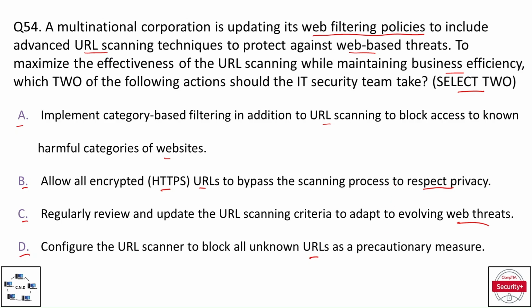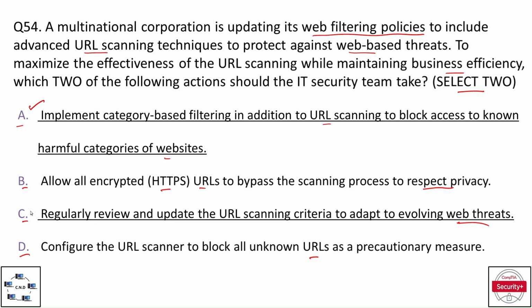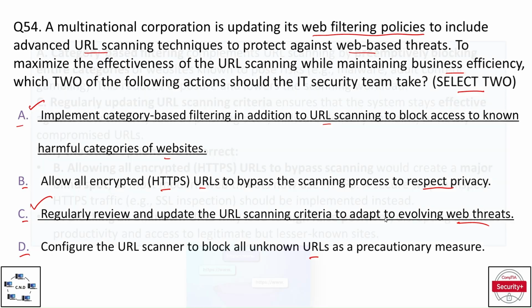And the correct options are option A, implement category-based filtering in addition to URL scanning to block access to known harmful categories of websites. And option C, regularly review and update the URL scanning criteria to adapt to evolving web threats.